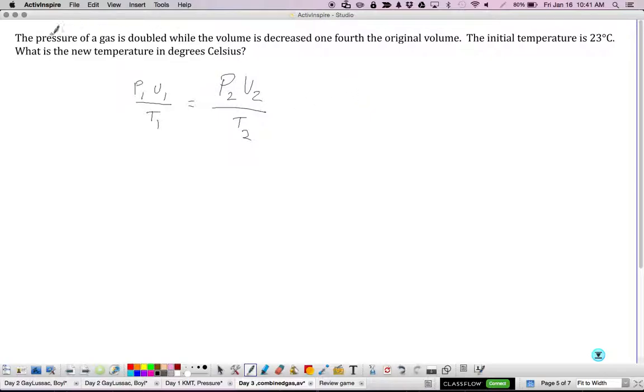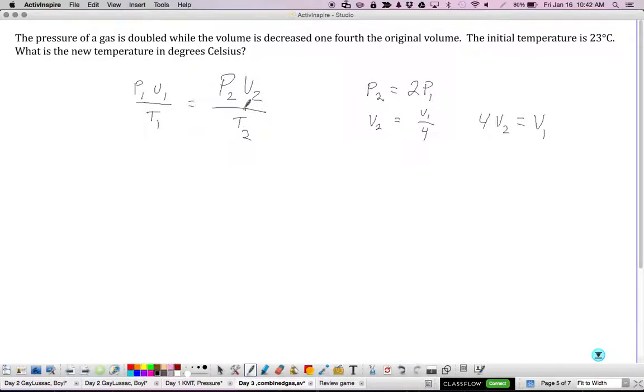So let's just take this piece by piece. The pressure of a gas is doubled, okay? So that means that P2 is going to be 2 P1, because the pressure of the gas is doubled. While the volume is decreased to 1/4 the original volume, which means V2 equals V1 over 4. And rather than having a fraction in here, I'm going to swap this to 4V2 equals V1. It doesn't really matter which way you use it. I'm just going to use this for simplicity's sake.